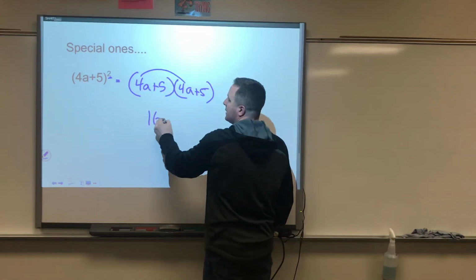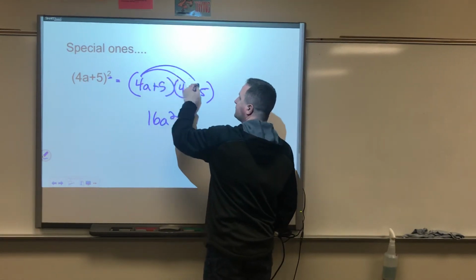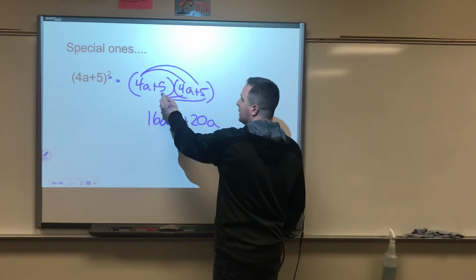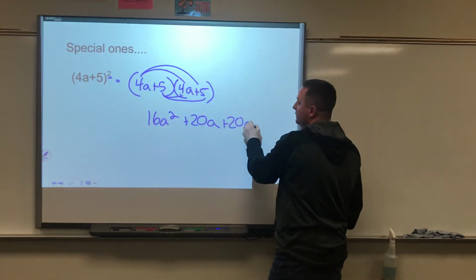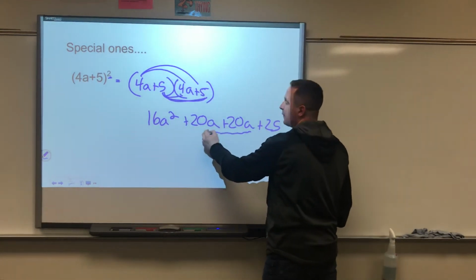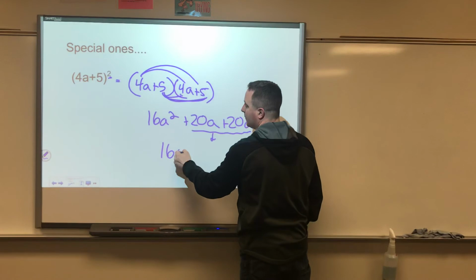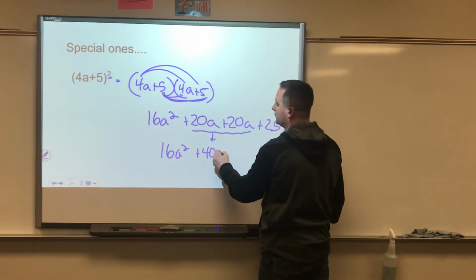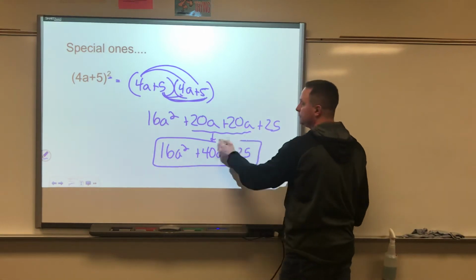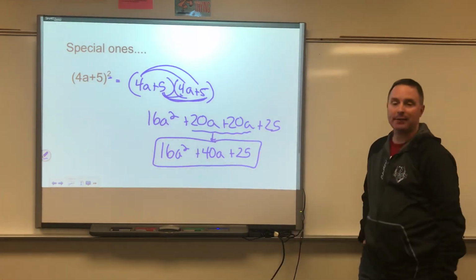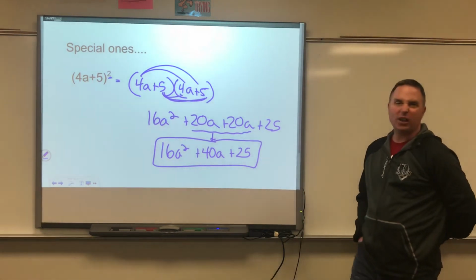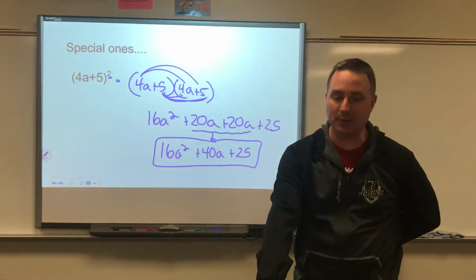If I multiply it out, 16a squared plus 20a. There's another 20a, and then a 25. And if you remember from foiling, it's these middle terms that can combine. Okay, and there we have it. So just write it twice in FOIL. It's perhaps the easiest way to do it.